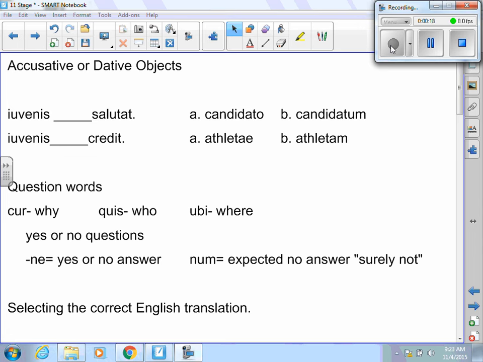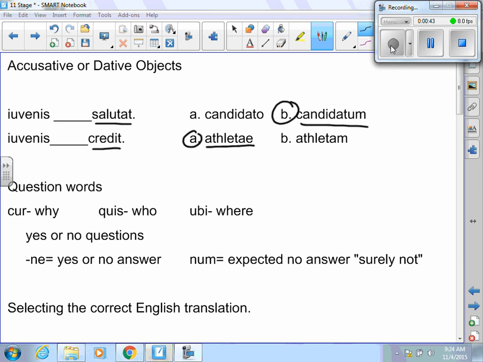As you can see, I have two examples up here. I have Euenus blank salutat, and I have Euenus blank credit. I need to decide which one takes accusative or dative. I do this by remembering which verbs take the dative and which verbs take the accusative. Salutat takes the accusative, so I would have candidatum, and then credit takes the dative, so I select atletai.